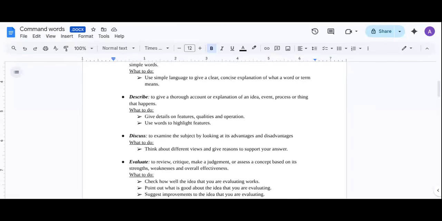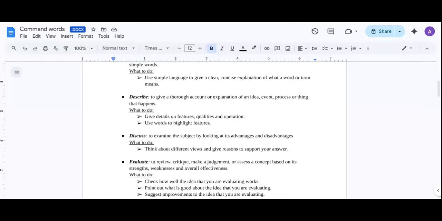Then we have describe. To give a thorough account or explanation of an idea, event, process, or thing that happens. Usually, if they ask you to describe one thing, you will see it for 2 marks. If they ask you to describe two things, you'll see it for 4 marks, because each description is for 2 marks. What to do? Give details on features, qualities, and operation. Use words to highlight features. Just like the example I would have given with the function of the family, describe one function of the family. It wants you to tell them what it is. Give details about it.